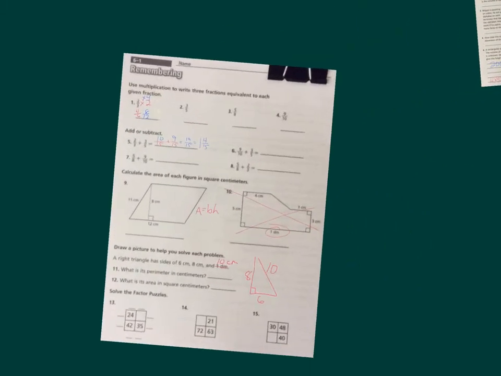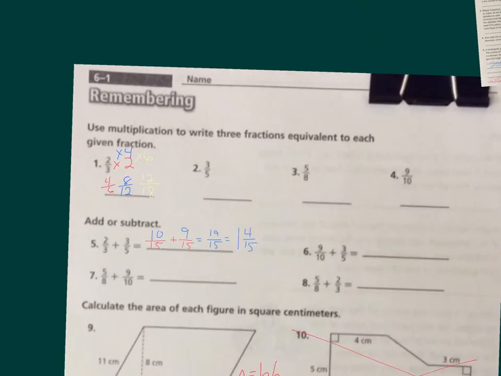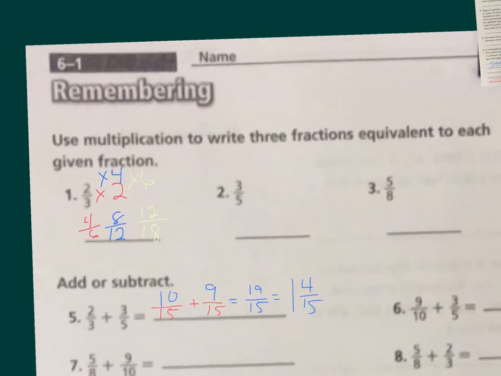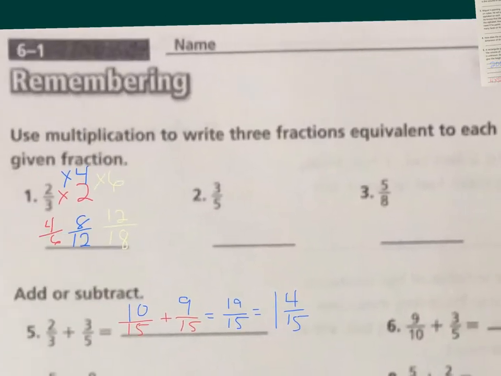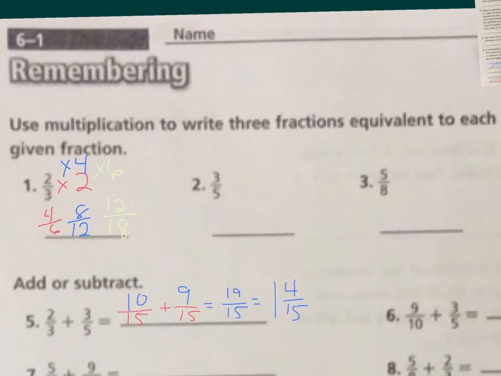The review side is where we had a little struggle in class, so we'll go over this a little more in depth. For number 1, 2, 3, and 4, you're going to need 3 different fractions that are equivalent. So you can multiply by any number. You'll notice we took our 2/3 times 2 and got 4/6. We took our 2/3 times 4 and got 8/12. We took our 2/3 times 6 and got 12/18.